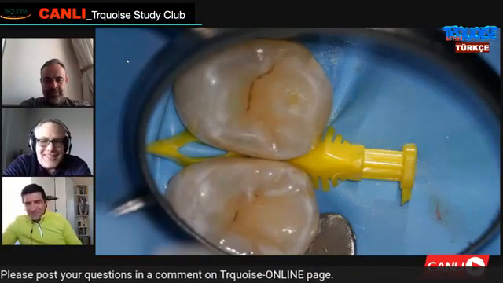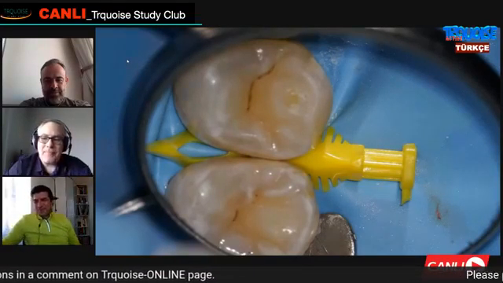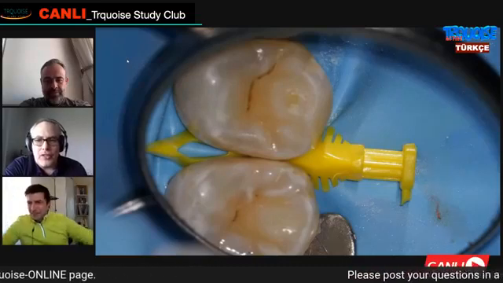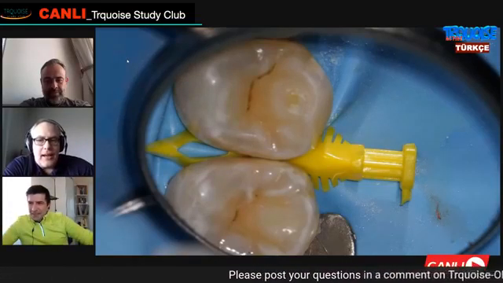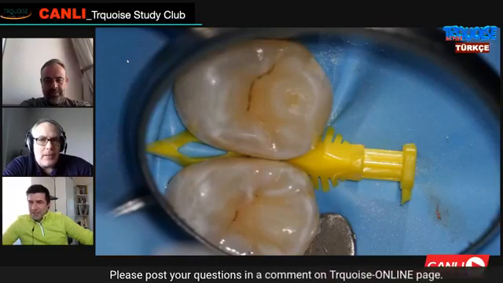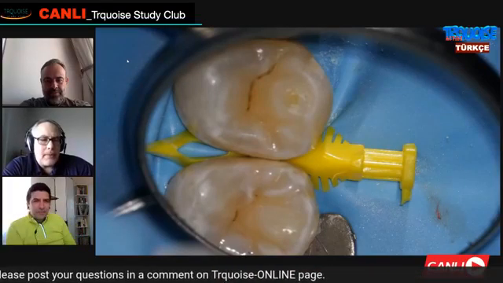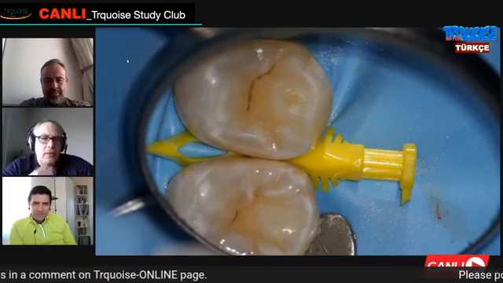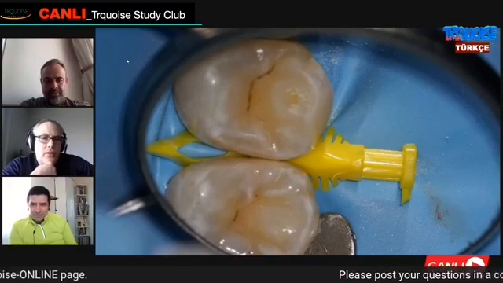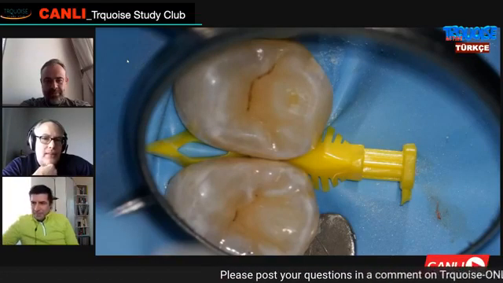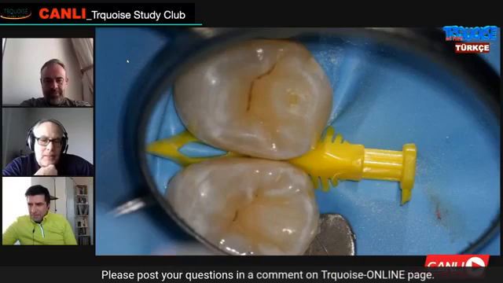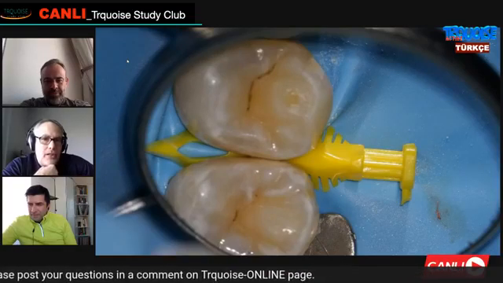Just tell me when I can go. Let's go. Okay. So what I'm going to show with this one case is how we do a step-by-step approach using the injection molded technique. The first thing we do, of course, to touch on what Serhat said, is that we always use isolation, but I'm going to show something a little bit different, how I approach it.